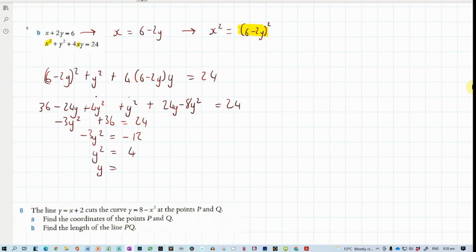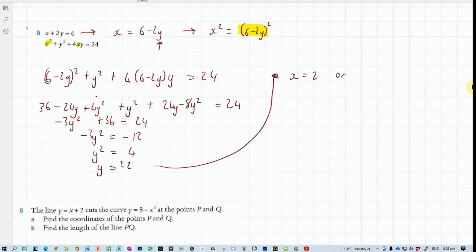So y should be equal to the square root of 4, which is plus or minus 2. And now that we know what that is, we can go, well, x is equal to, now if we put a plus 2 in here, 6 minus 2 times 2 is 2.